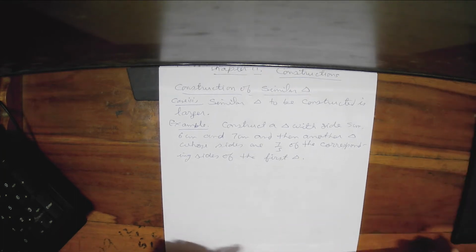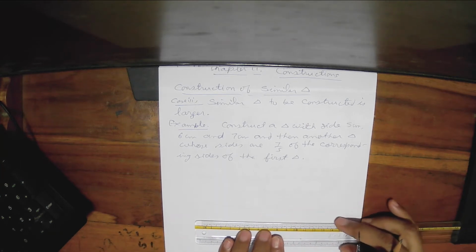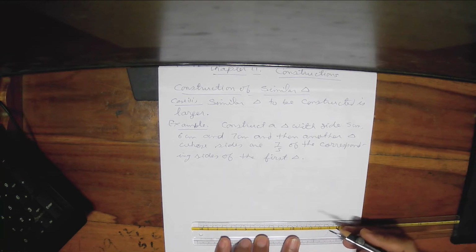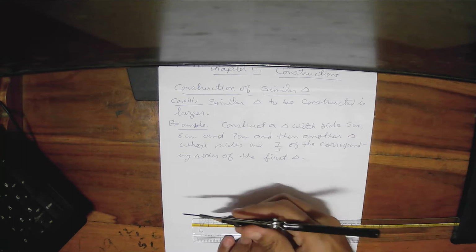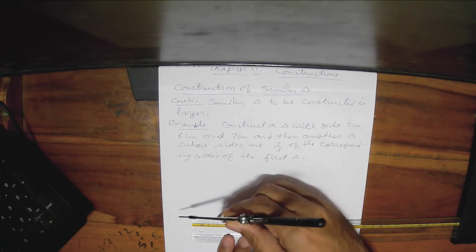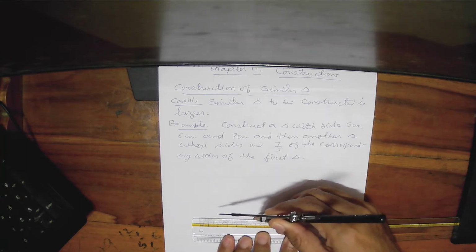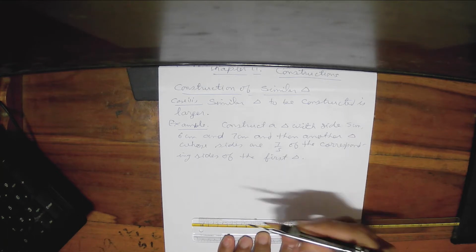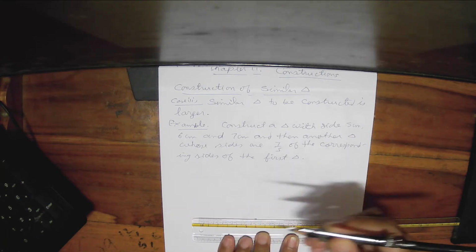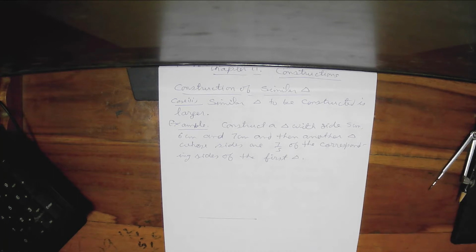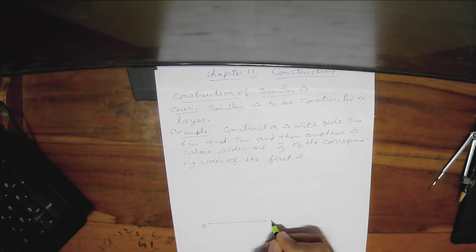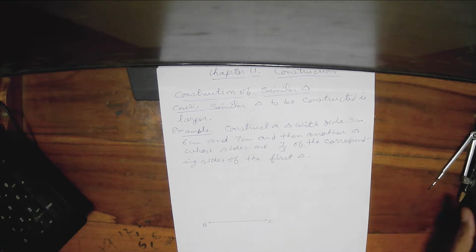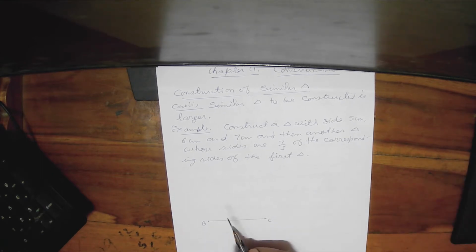You can give any name, so let the name be, say, BC. Here I am marking BC equal to 6 cm. We'll start from this 0 and mark 0 to 6. So this is our BC. This is B and this is C, and the total length is in this case 6 cm.